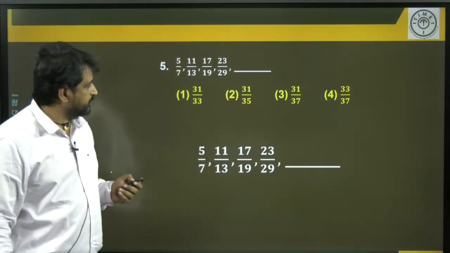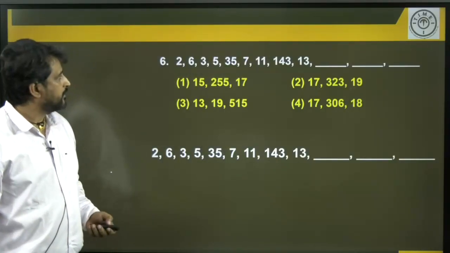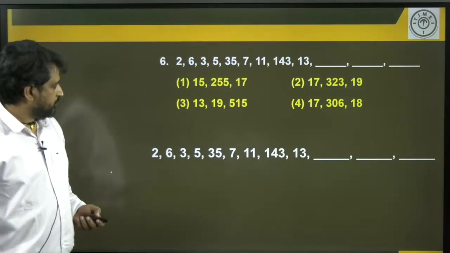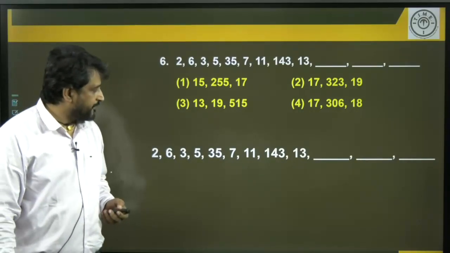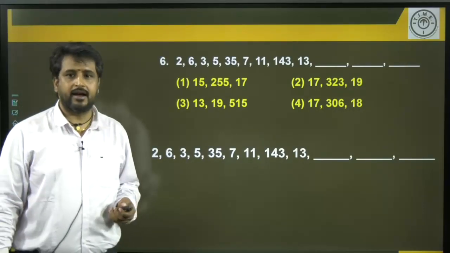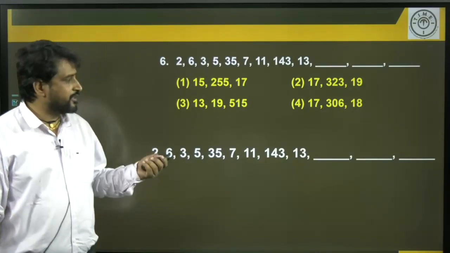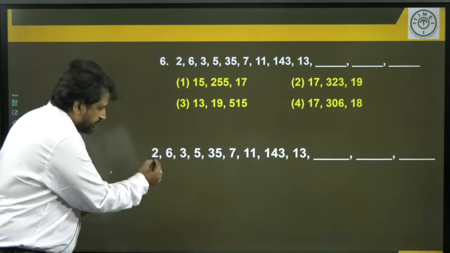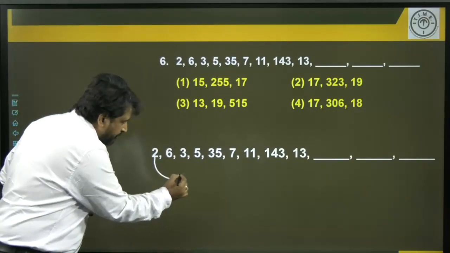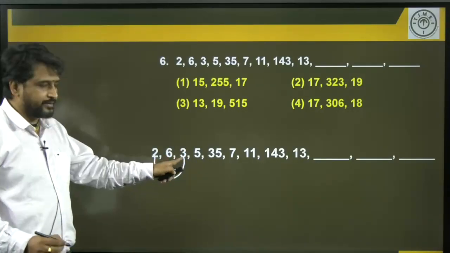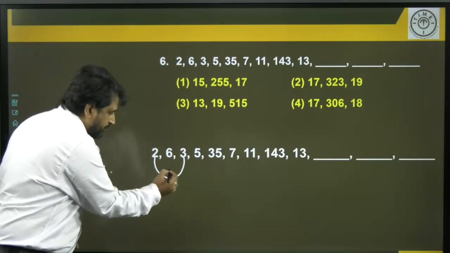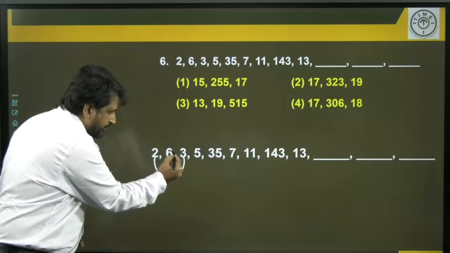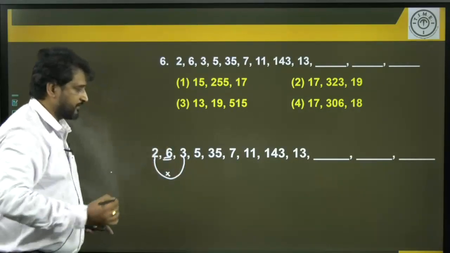Right. Let's see the next question. 2, 6, 3, 5, 35, 7, 11, 143 and 13. Let's find out the next 3 numbers. If you observe more closely, the product of the first and third number: 2 and 3 will give you the result 6.